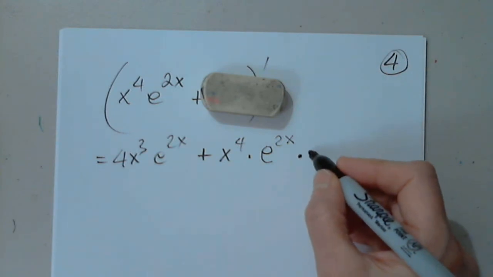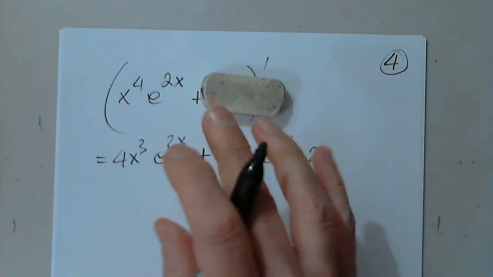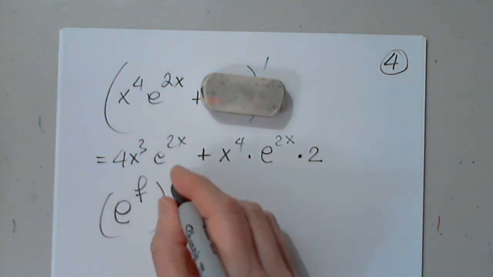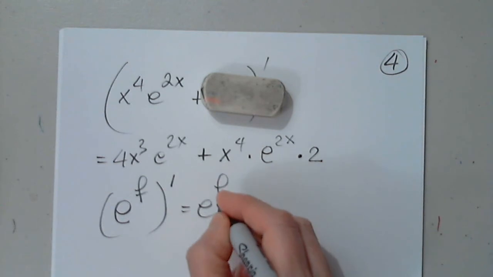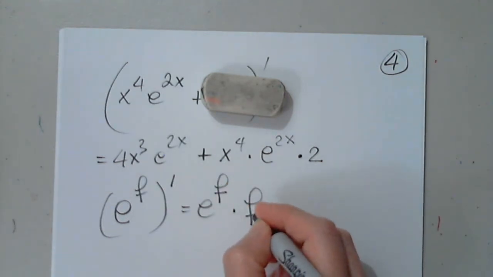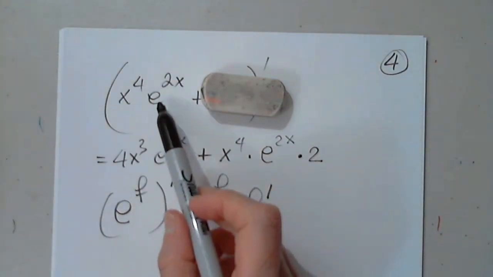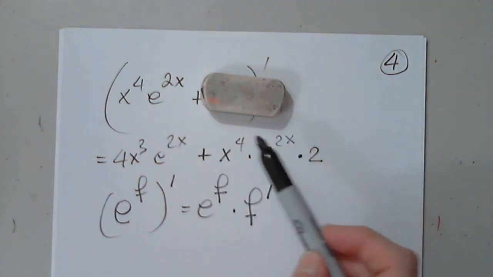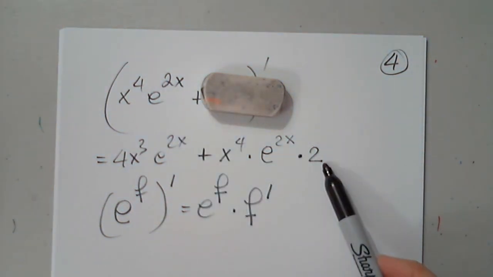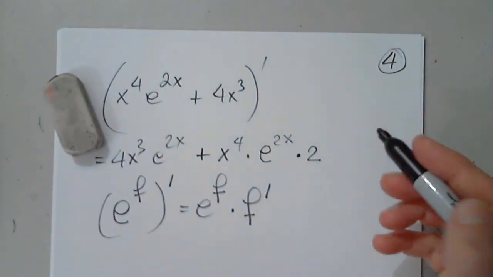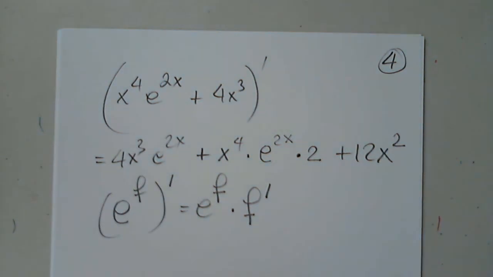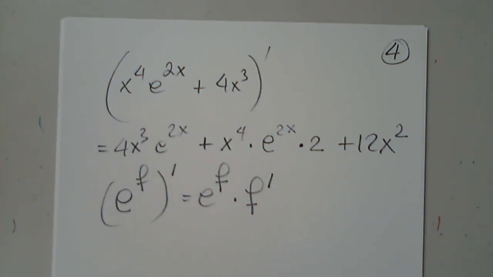Times 2. Times 2. So let me refresh our memory. e to a function prime is e to that function times the function prime. Plus, of course, just 12x squared. And that's it. You don't have to do anything else.